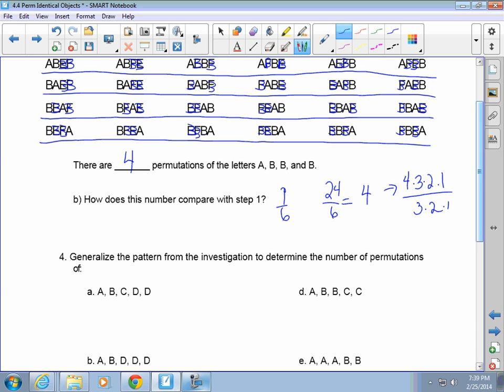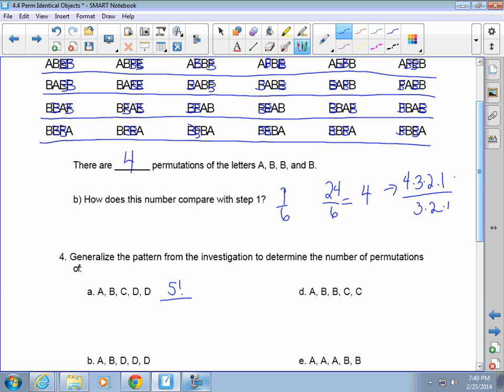So it says, generalize the pattern from the investigation to determine the number of permutations of A, B, C, D, D. So what we notice up here, if we look at this example, our permutations on the top were the total permutations we could get. There were 4 letters, so we did the factorial of that. So that means for this one we have 1, 2, 3, 4, 5 letters, so it'll be 5 factorial.